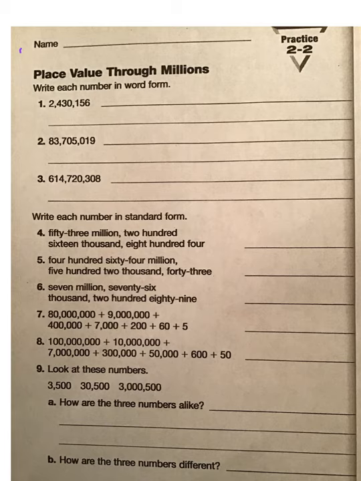Today I'm going to do a quick review of the math that you did yesterday, place value through millions. We look at the first problem, we see 2,430,156. What we need to realize is that 2 is in the millions place. So we start out writing 2 million, and just like we come to a comma in the number, we must put a comma in the word. Okay, so 2 million.